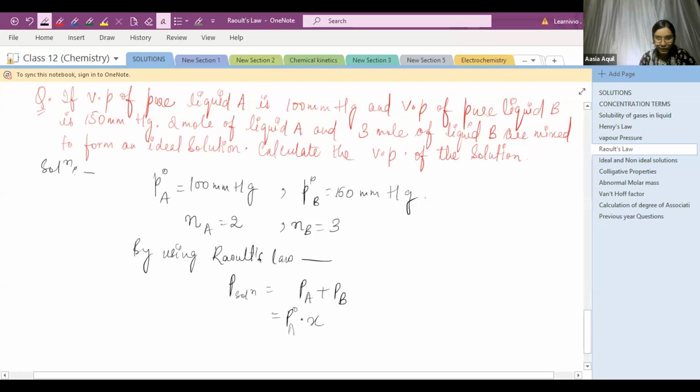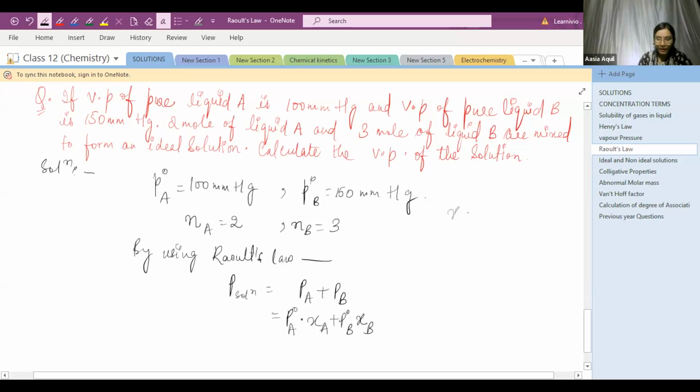P naught A into XA plus P naught B into XB, right? Means the vapor pressure of pure component A into its mole fraction, and plus the vapor pressure of pure component B into its mole fraction. Now for this, we should know what the mole fraction is. We have to calculate it, because the P naught A value and P naught B value are given and the number of moles is given. So how to calculate the mole fraction?